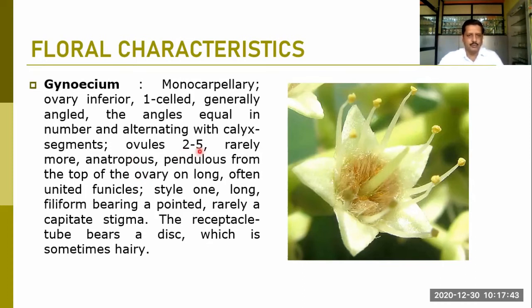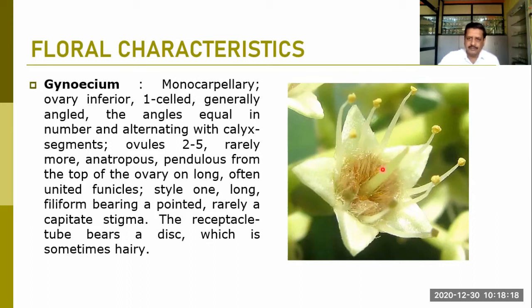Ovules 2 to 5, they are rarely more. Normally it is an anatropous, pendulous ovule hanging from the top of the ovary, often united in the funicles. The style is one, long, filiform, bearing a pointed, or we can say capitate, type of stigma at the end, and the receptacle tube bears a disc, which is sometimes hairy. So here you can observe the hairs present on the receptacular disc.